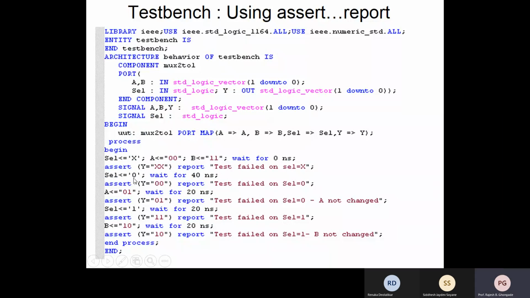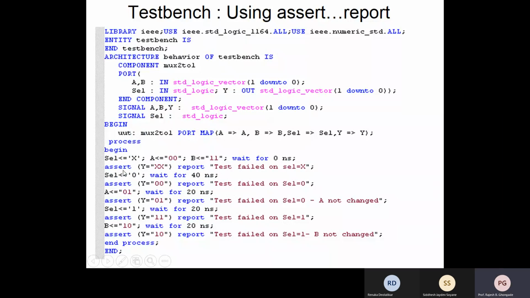Similarly, cell is 0, wait for 40 nanoseconds. What you do is make cell equal to 0 and wait for 40 nanoseconds. And then after that, if y is not 0, because y is expected to be 0, no? Cell is 0, so y is expected to be equal to A, which is 0, 0. And if it is not, then you have to indicate that the test has failed, even if cell is equal to 0, y is not reporting 0. And so on. So you can understand this now.